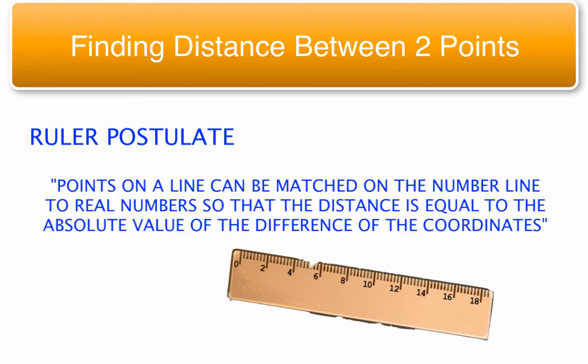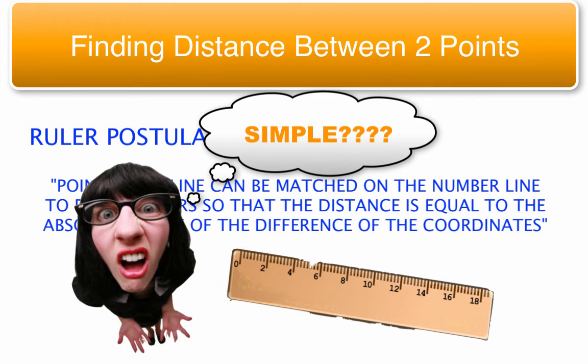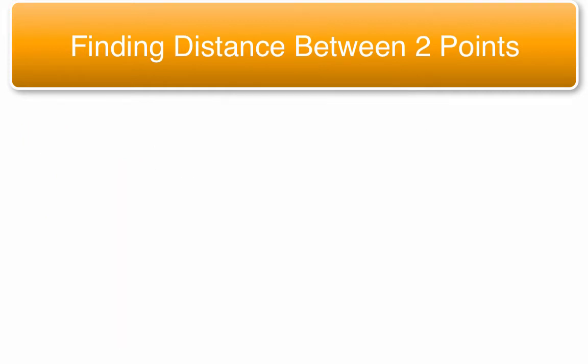The Ruler Postulate states the following. Points on a line can be matched on the number line to real numbers so that the distance is equal to the absolute value of the difference between the coordinates. Now, I don't know about you, but for something that is supposed to be simple and obvious as a postulate, that may sound a little confusing at first. Unfortunately, that can happen sometimes in geometry when you put ideas into words, but I assure you, all those words are necessary. Let's think of it this way.